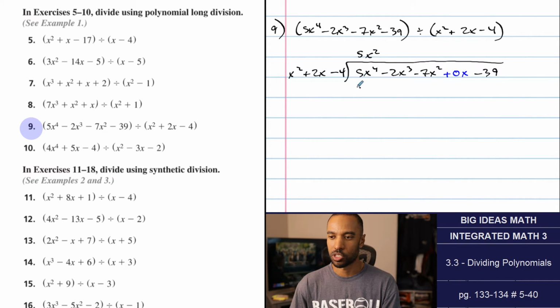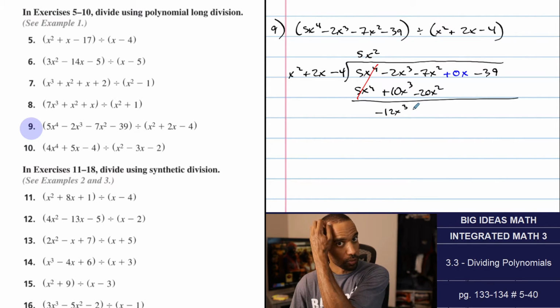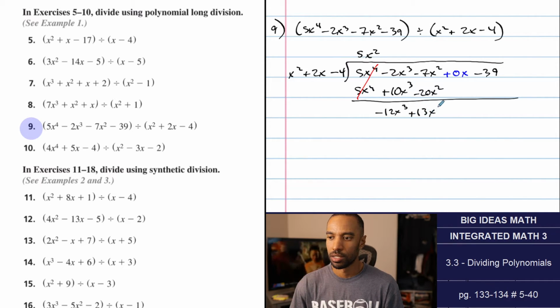X squared times 5x squared is 5x to the 4th. 2x times 5x squared is 10x cubed. Negative 4 times 5x squared is negative 20x squared. These poor guys get nothing to combine with, as this cancels. Negative 2 minus 10 is negative 12. Negative 7 minus negative 20 is negative 7 plus 20, which is 13. Down we go.